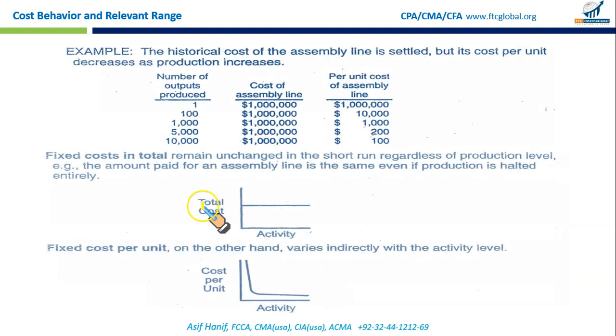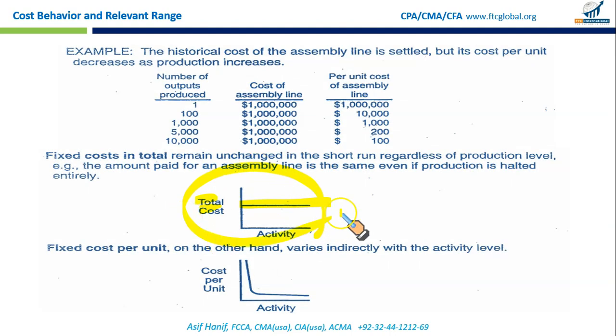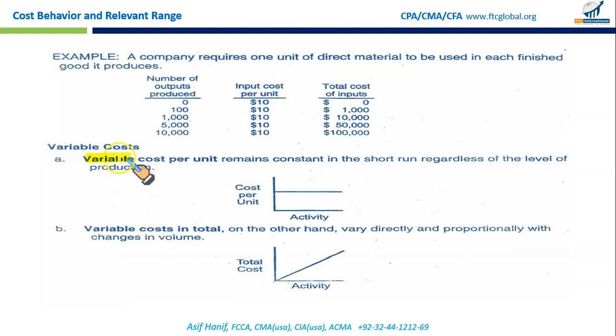And this is it. Your total fixed cost stays the same, and your variable cost per unit remains constant. And this happens within the relevant range.